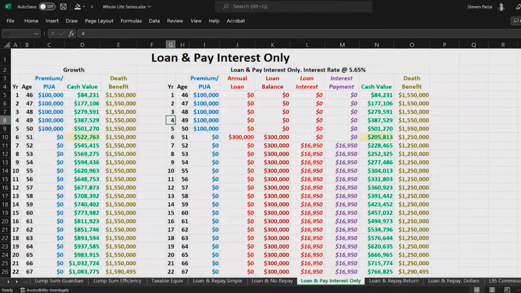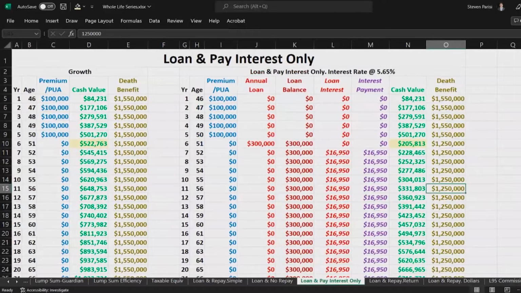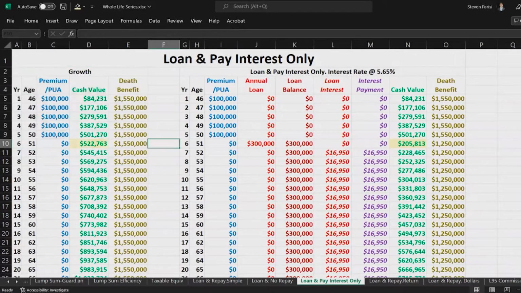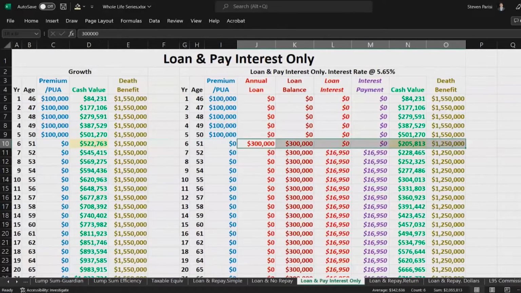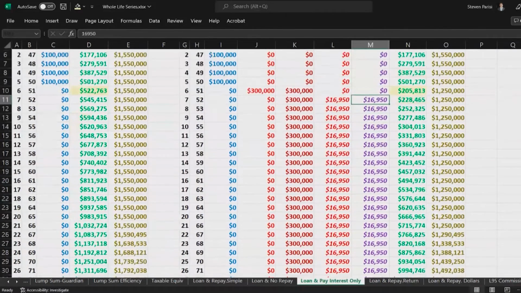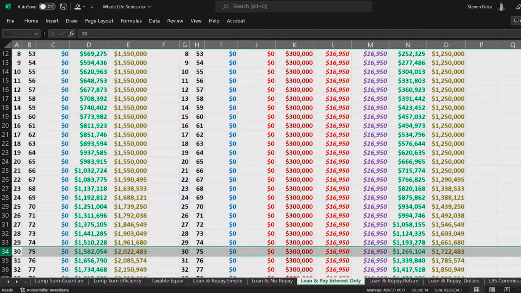Same scenario here. This one's fun. We kept the loan interest rate at 5.65%. There's my growth scenario. This one will be fun just to track everything. Here's your $300K loan. Everything's the same in year 6. And then the loan interest comes due, and I pay the loan interest each year. The time passes by. Let's look at age 75. This will be pretty cool.